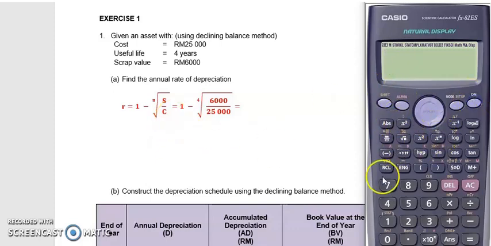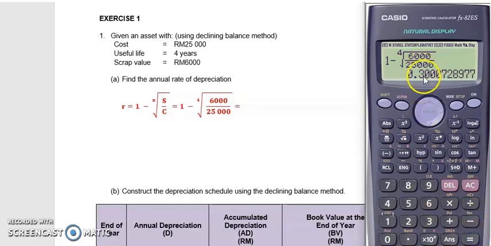How to calculate? 1 minus, then shift x power here, and you get this template. Here is 4, and then 6,000 over 25,000. So you press the fraction button here, or in your calculator, if I'm not mistaken, ABC. Press here 6,000 divided by 25,000. Then equal, and you still get 0.3.